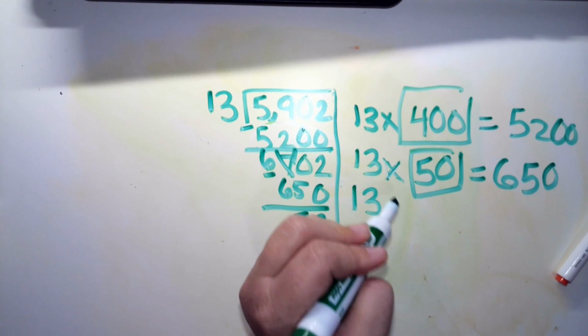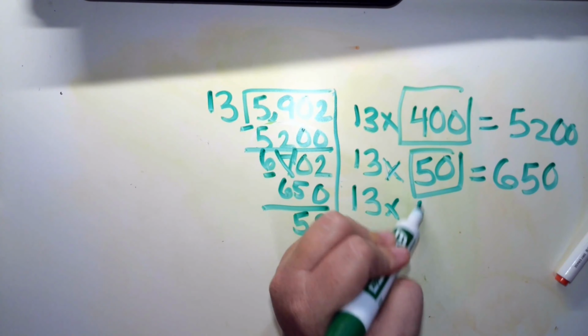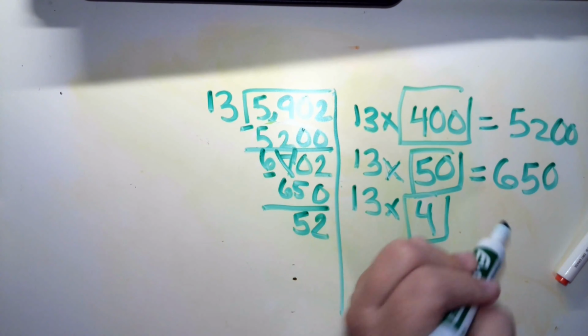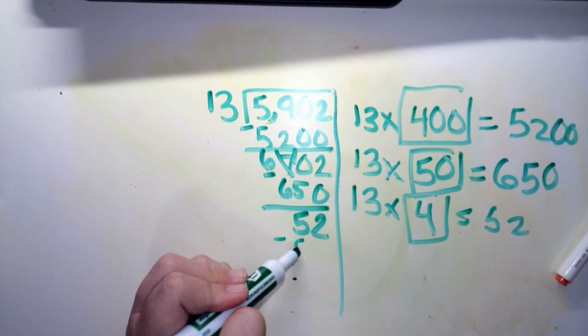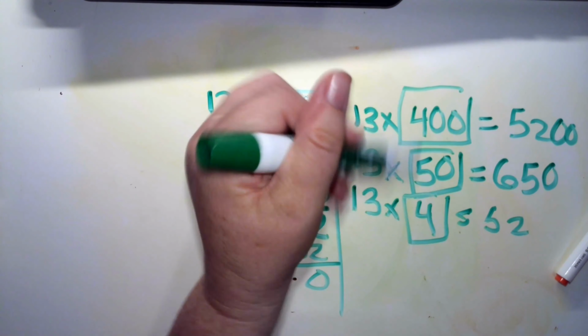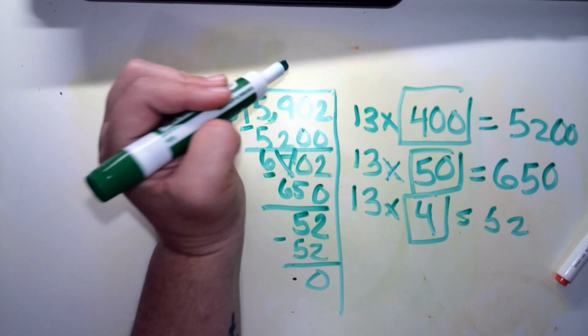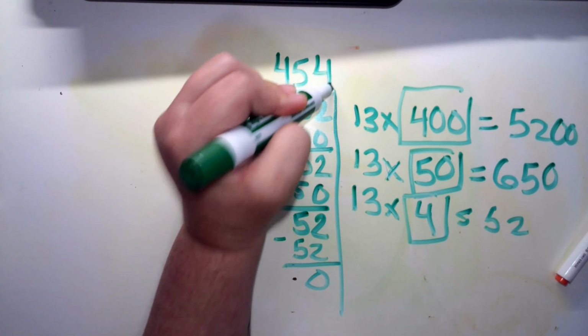Well, I already know that 13 times 4 equals 52. I'm subtracting my 52, and I get what I want, which is that 0. And now I have to add these numbers together to get my final answer, which is 454.